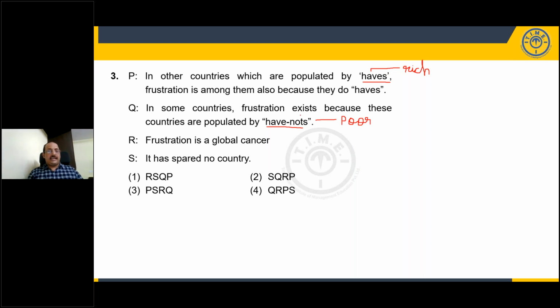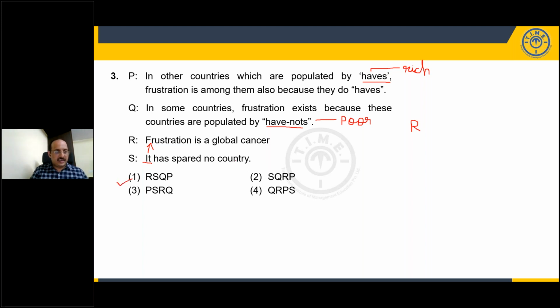So in some countries, there is frustration because there are more poor people. In some countries, there is frustration because there are more rich people. Frustration is a global cancer. It has spared no country. So which is this it referring to? Frustration. So if I see now, this whole para talks about frustration that is present everywhere. It's there in every country. In some countries, it is in a certain way. In some countries, it is in some other way. So no matter whatever I do, my first line has to be line number R because it defines frustration.